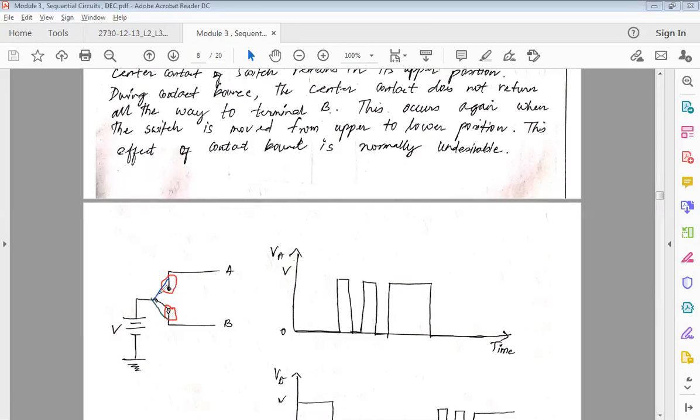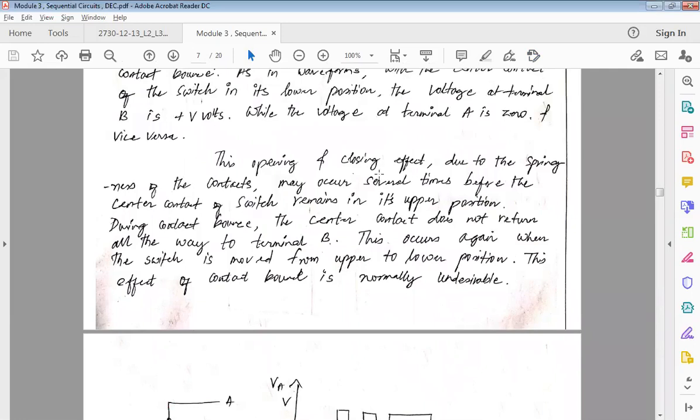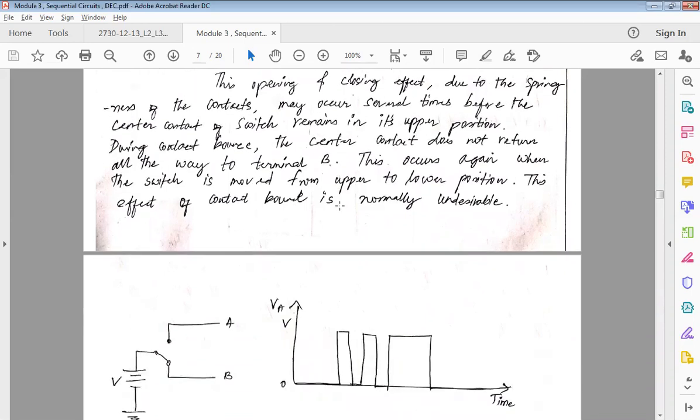Which means as soon as the switch touches a contact, there can be an occurrence of bounce. This is the opening and closing effect due to the springiness of contacts. Every contact will have a spring, right? Because of the spring effect, several pulses actually come. So these are the pulses that you see.